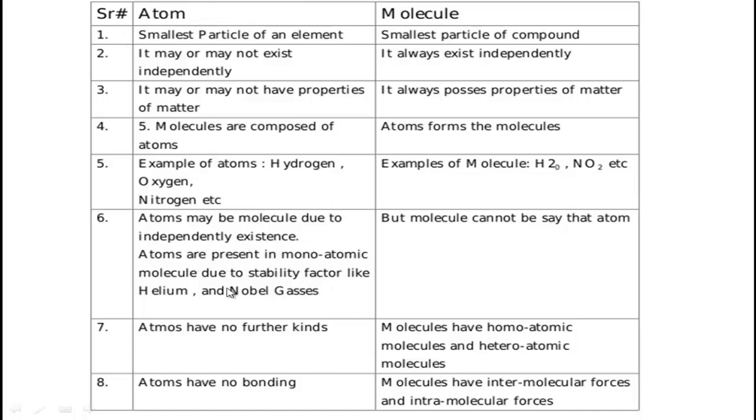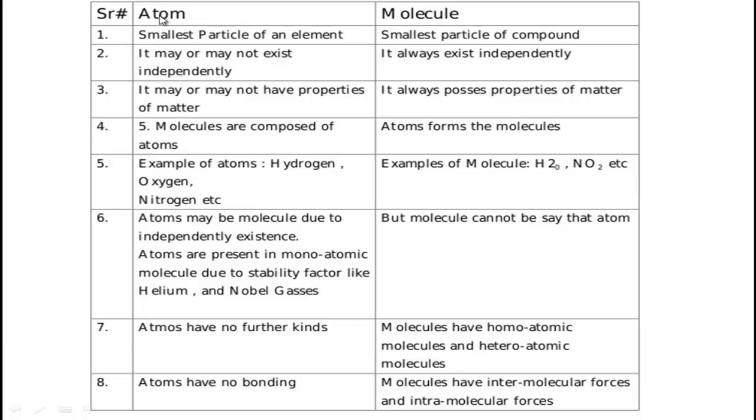Then an example is given, atoms may be molecules due to independent existence. Atoms are present in monoatomic molecules due to the stability factor. These are extra points, you can write them or not, no problem. Atoms have no further kinds, molecules have homoatomic and heteroatomic kinds. That means it can be an elementary molecule or a compound molecule. Homo means similar type, hetero means dissimilar type. Atoms have no bonding inside, yes, but to form a molecule bonding occurs, isn't it? For example, water molecule, carbon dioxide molecule. Here hydrogen combined with oxygen due to chemical bond. You will learn about this bonding in higher classes.